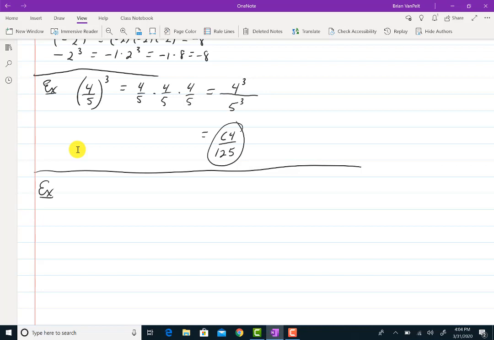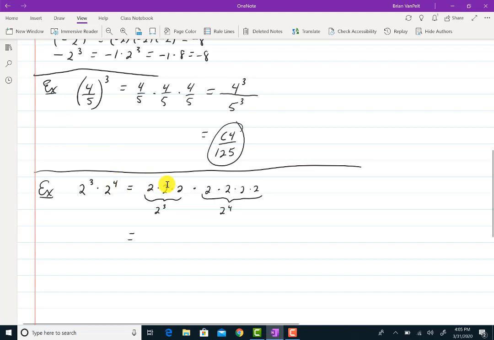Let's try 2 to the third times 2 to the fourth. So we'll do the 2 to the third first. Right there is the 2 to the third. And now I'm going to do the 2 to the fourth. There's the 2 to the fourth. Well, if you look, there's a total of, let's see, 1, 2, 3, 4, 5, 6, 7 2's. So it's actually the same as 2 to the 7th. So what I have is 2 to the third times 2 to the fourth is 2 to the 7th.